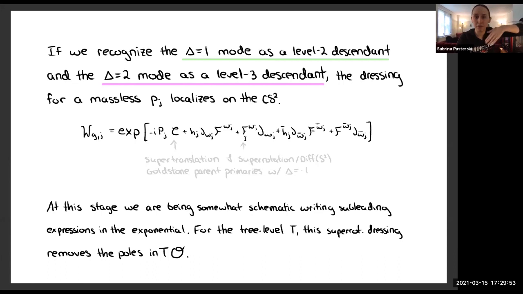And then I have now a candidate dressing corresponding to these reparametrization modes that are related to breaking diff S2 down to super rotations. I want to point out that it's still somewhat schematic, because I am writing expressions in exponential that technically would probably best be treated as first order terms. But if you do formally write it in exponential, then one could show that if you add these dressings in, you would remove the TO singular terms in the OPE.